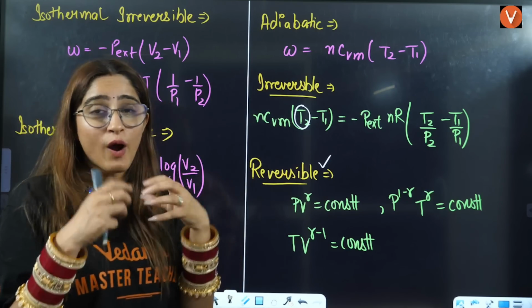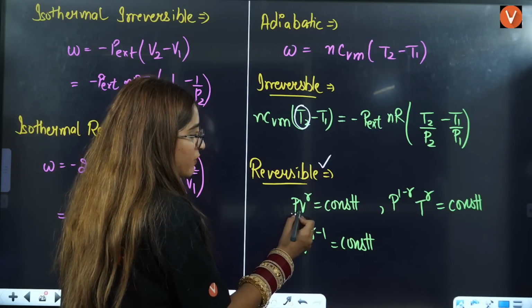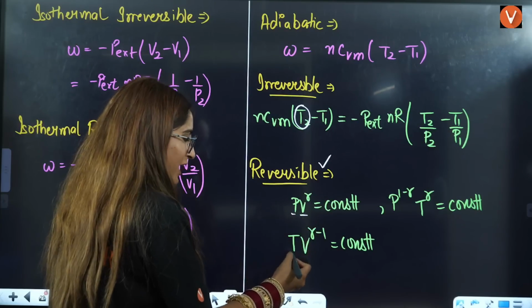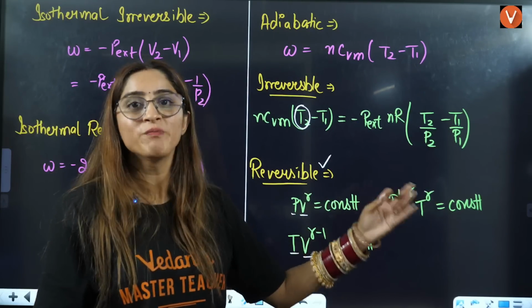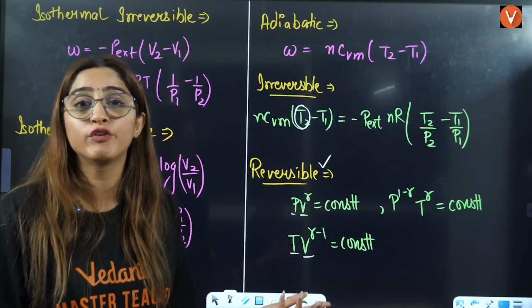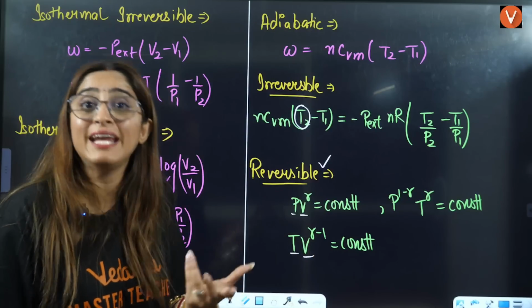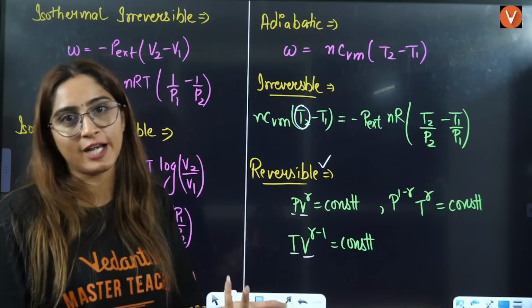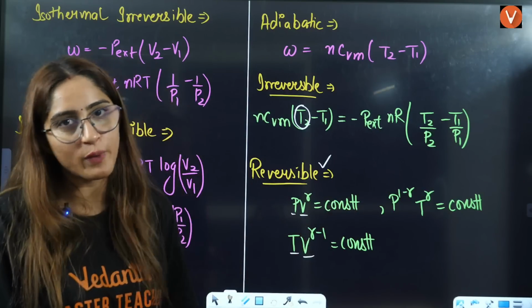Here, the maximum chances are that they will directly give you some values of P1 and P2, V1 and V2, or T1 and T2, or P1, P2 and T1, T2, and they will ask you the value of gamma, or they will give you the value of gamma. They can ask you the value of P2 in the adiabatic, T2 in the adiabatic, V2 in the adiabatic. So for that you have to apply any of these formulas depending upon the question.